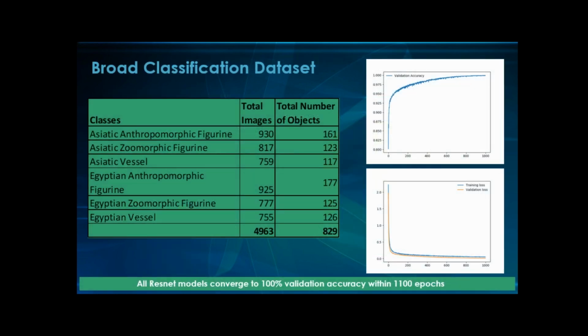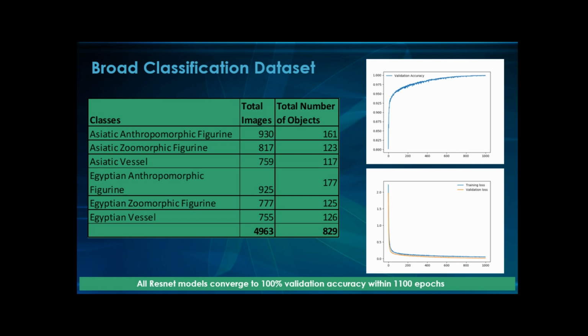So at the end, I had 6 classes: human, animal, and vessel for each of my cultural groups. Each one, I had about 750 to 900 images in total. Objects, about 120 to 150, 171 with the Egyptian figurines. Again, a lot of those were shabtis.